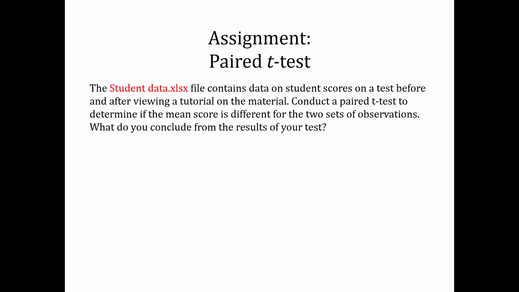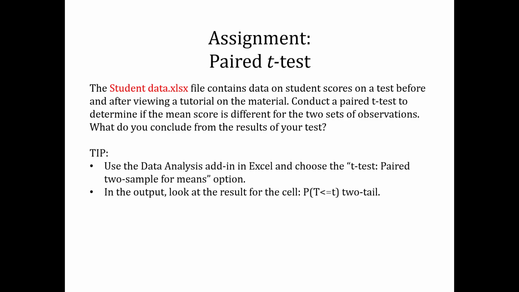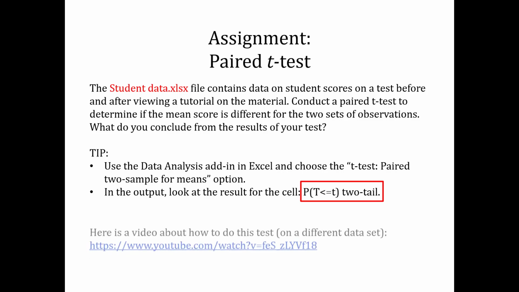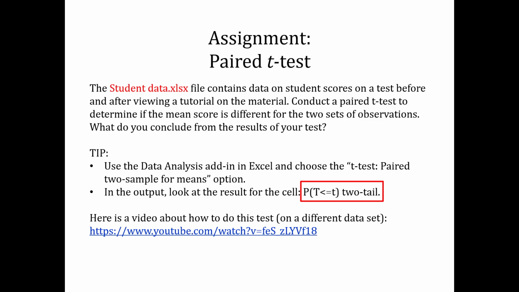Here are some tips that can help you with this assignment. Use the data analysis add-in for Excel and choose t-test paired two-sample for means option. In the output, look at the p-value for the two-tailed test. If you like, you can view a video on how to do this test in Excel.